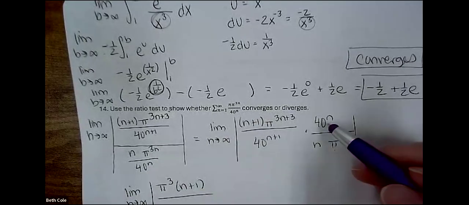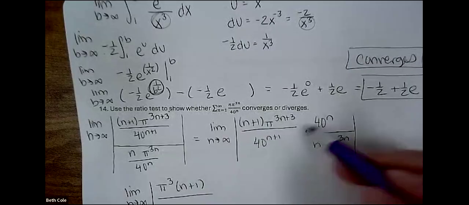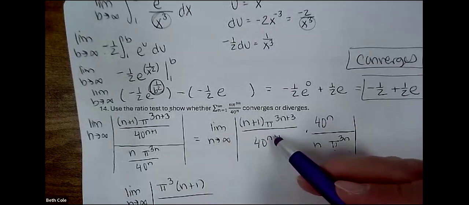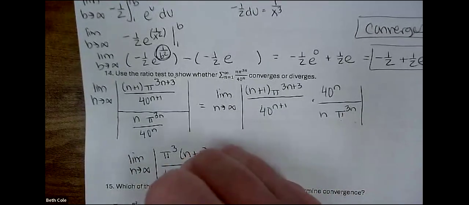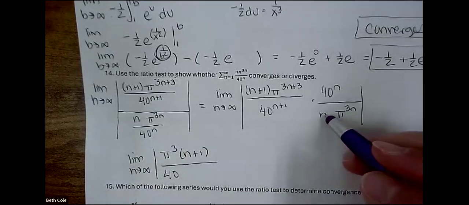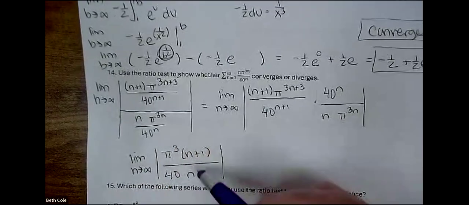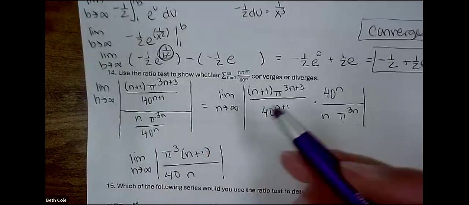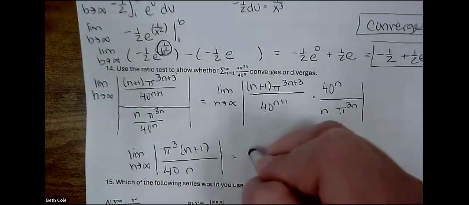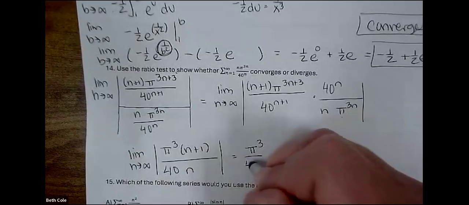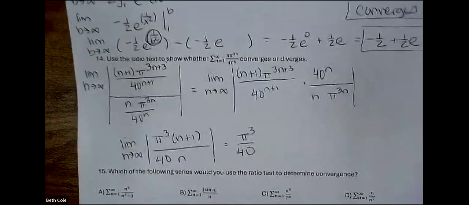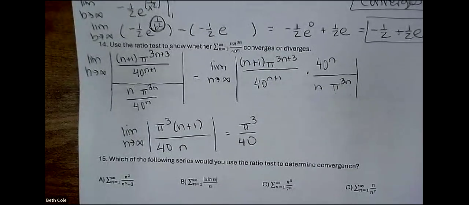And then down here, same thing. You can think of those as subtracting, or you could just go, oh, I have one extra 40 that's in the denominator, and then we also have this n. So the powers are the same. We're going to use the coefficients, and it's going to be pi cubed over 40. And we just have to see if that's bigger or smaller than 1.